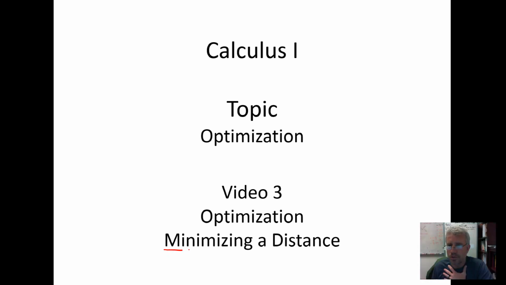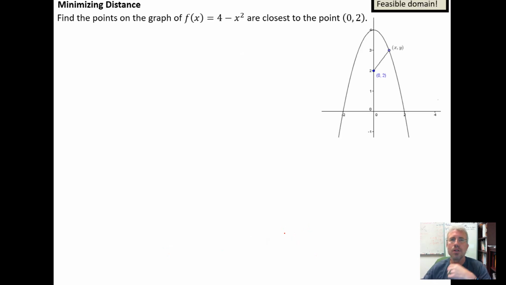So in this video, we're going to minimize the length of a line segment or a distance using calculus. The problem says find the points on the graph of f of x equals 4 minus x squared that are closest to the point (0, 2). So here's the point (0, 2) on the y-axis, and we want to find the generic points (x, y) on the graph of the parabola 4 minus x squared that are closest to the point (0, 2).